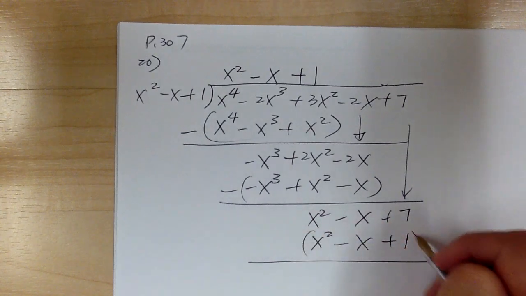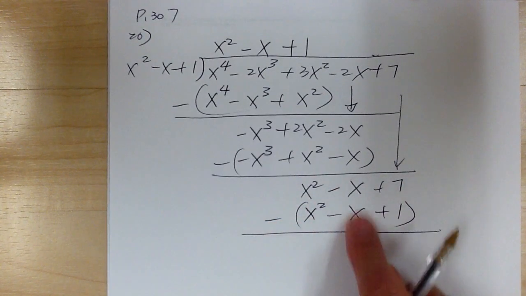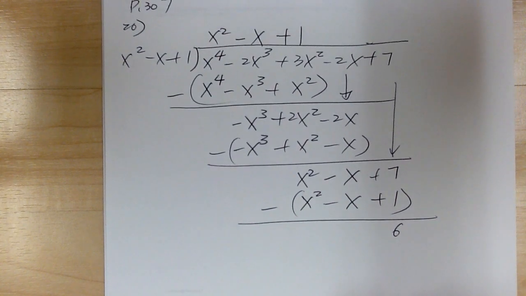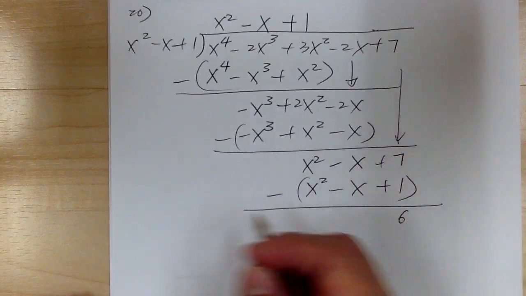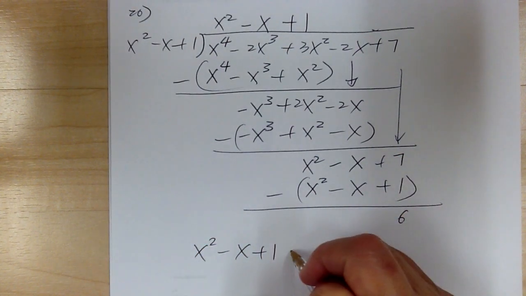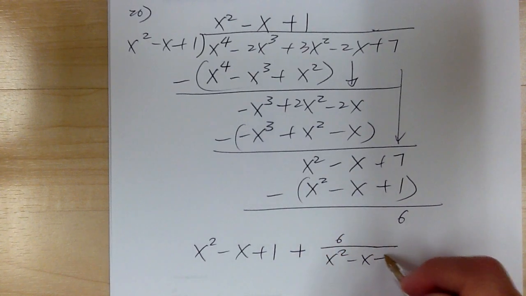So the line, subtract, so this cancels out. Negative x minus negative x cancels out because they're the same. 7 minus 1 gives you 6. So now your answer would be x squared minus x plus 1. This is a positive, so it would be plus 6 over x squared minus x plus 1.